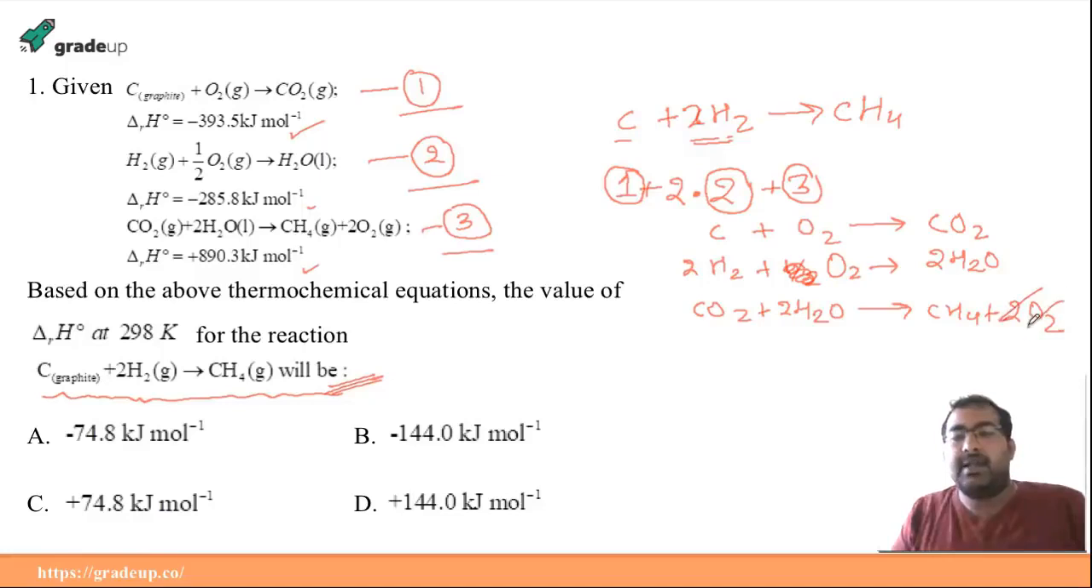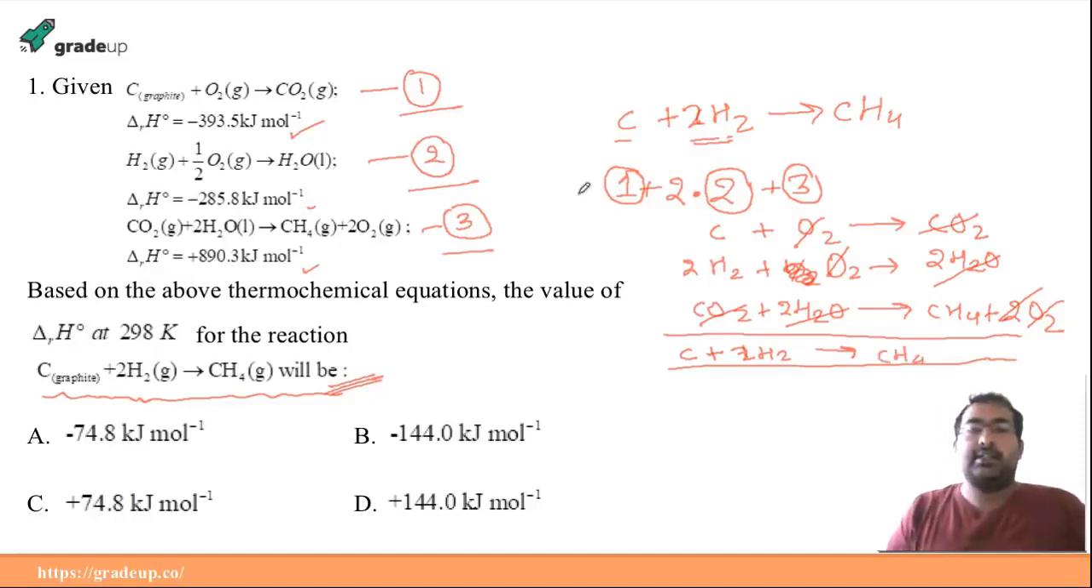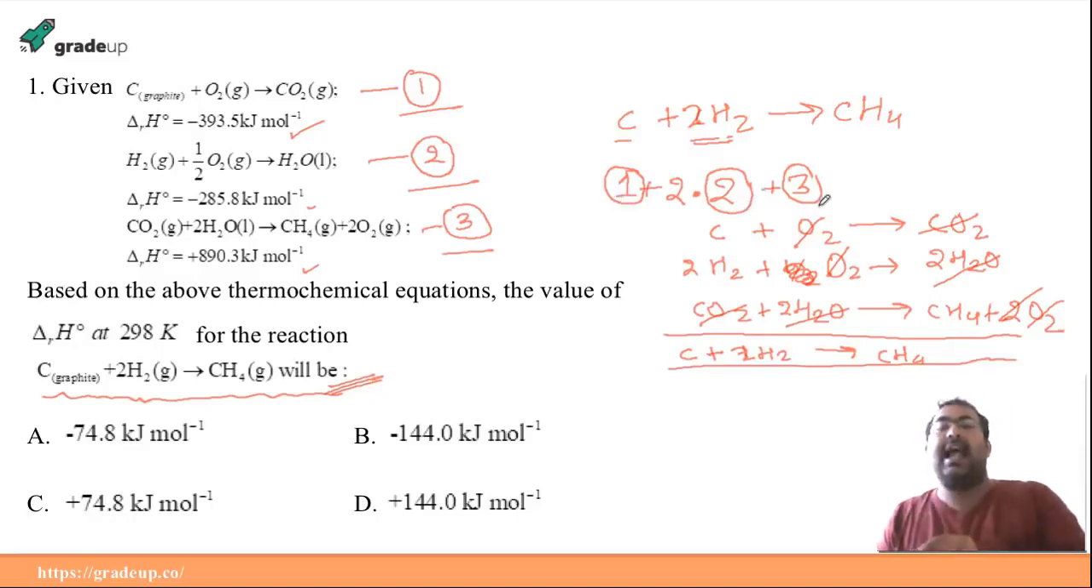You see here, the 2O2 will be cancelled out, and the 2H2O and 2H2O will be cancelled out. The CO2 and CO2 will also be cancelled out. So finally you come up to C plus 2H2 gives CH4, which you wanted. You need to take the first reaction, add 2 times the second reaction, and then add the third reaction, and you will come up to your product.